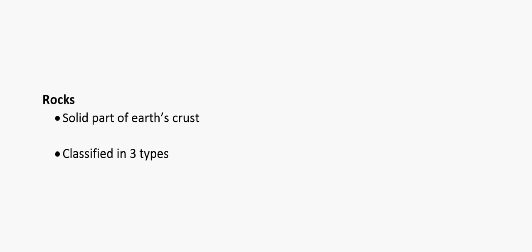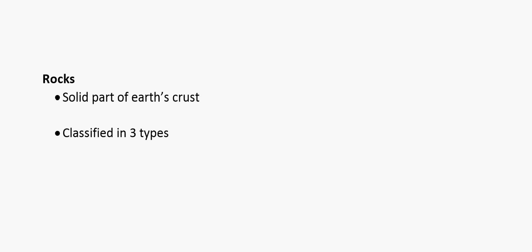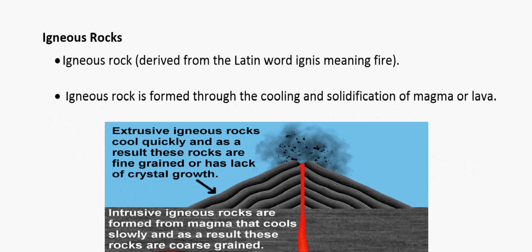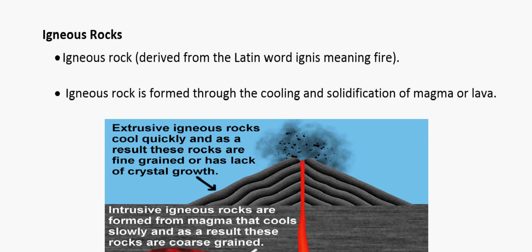Now we'll talk about the rocks. The solid part of the earth's crust is known as rocks, and these are classified into three types. This is very important. The first type is igneous rock. What does igneous mean? Igneous means fire. It's a Latin word.